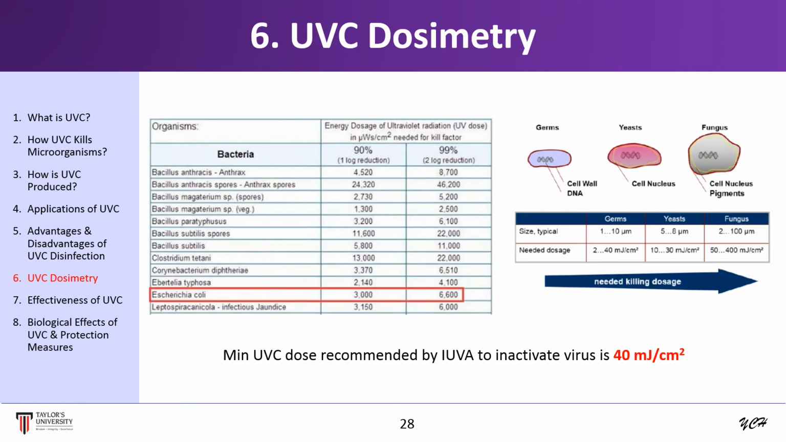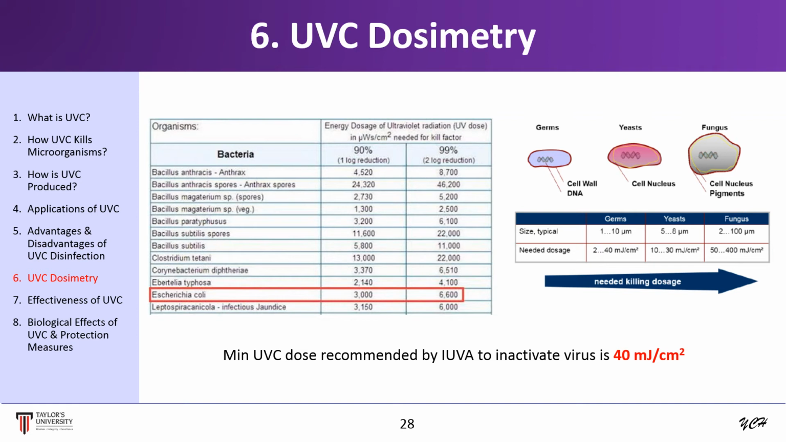There are a lot of publications mentioning the UVC dosage needed to kill different types of microorganisms. This is one of the references, showing different types of bacteria and also the log reductions, 90% and 99%. I take a common example here, which is E. coli. It's a very common bacteria in a hospital setting.